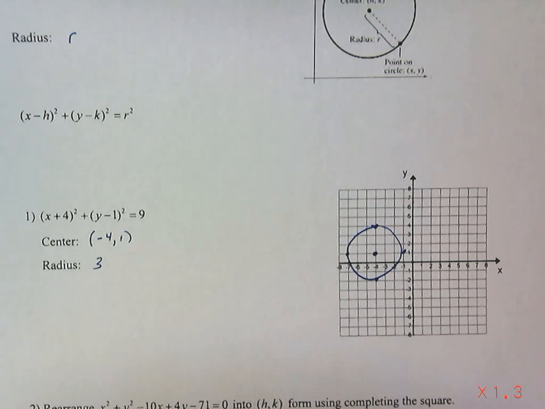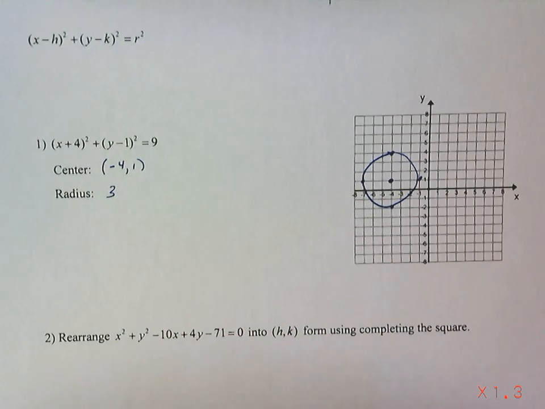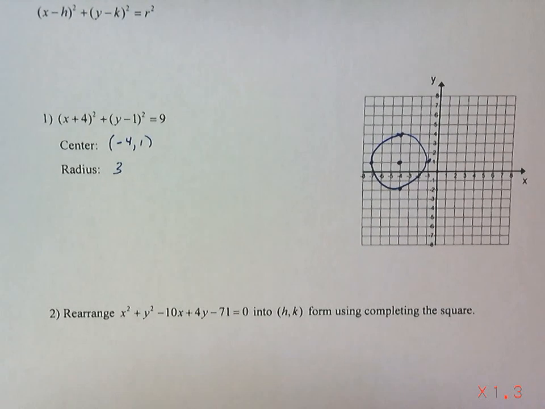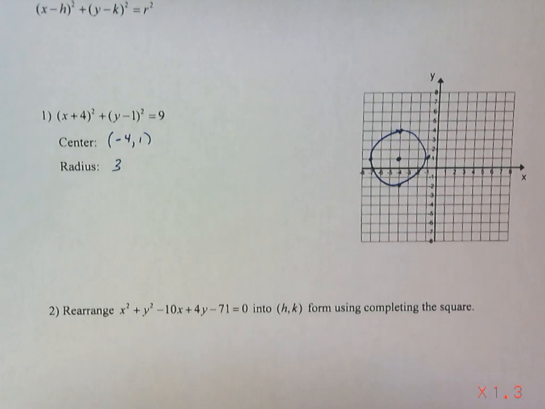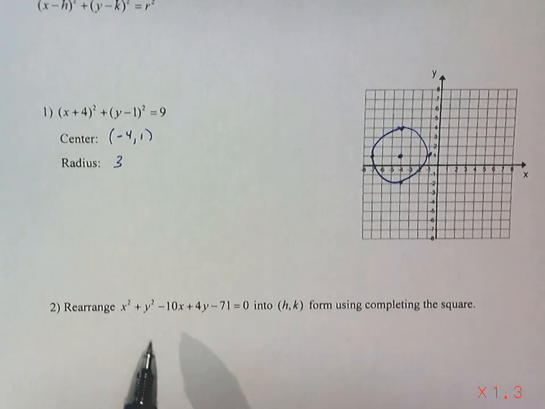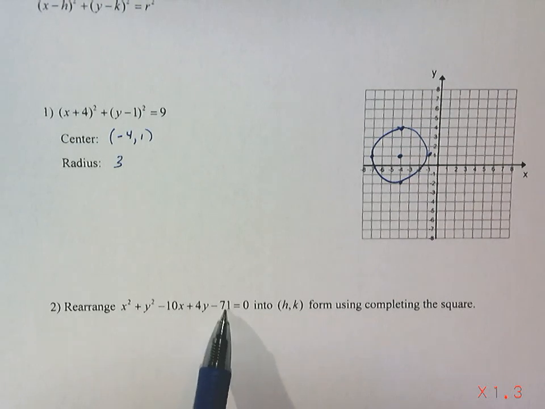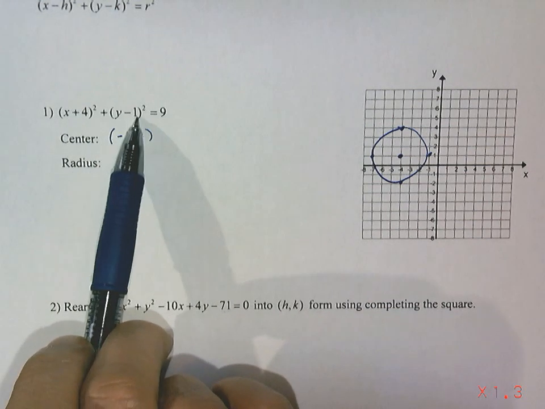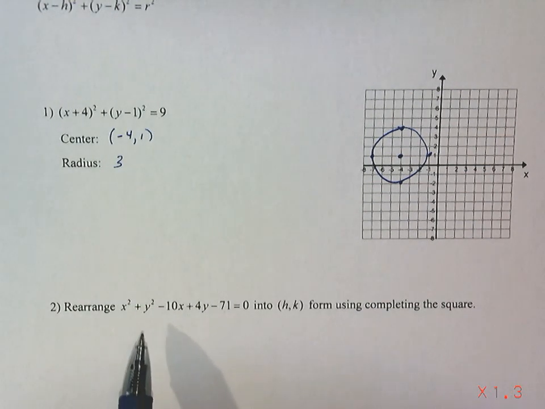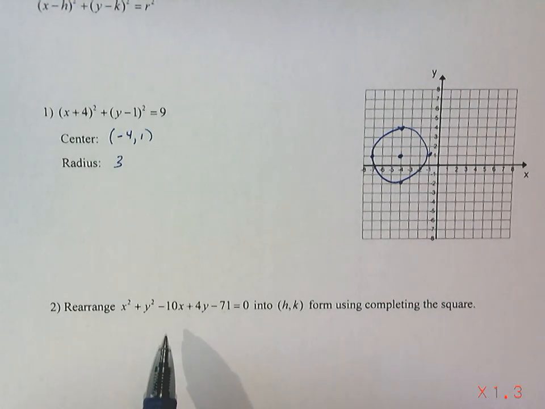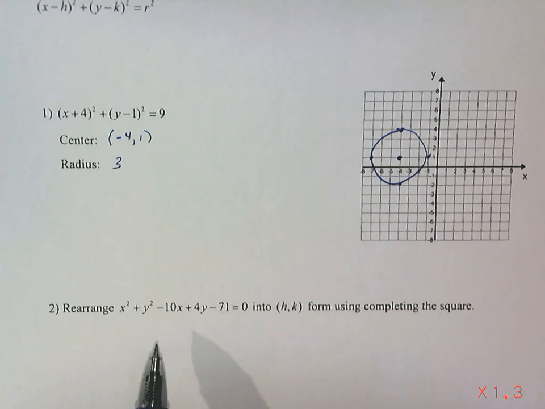Just like parabolas, sometimes we're not given a circle in vertex form or center (h, k) form, and so we might want to rearrange it. This equation here is in standard form or general form, depending on the book you're using, and I want to turn it into this (h, k) form. So I'm going to complete the square. This is actually easier for most people than the parabola. So you just have to be careful and follow one step at a time.